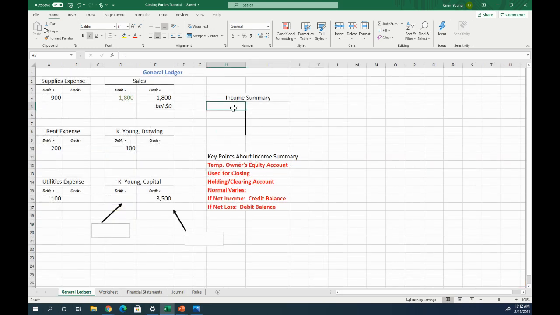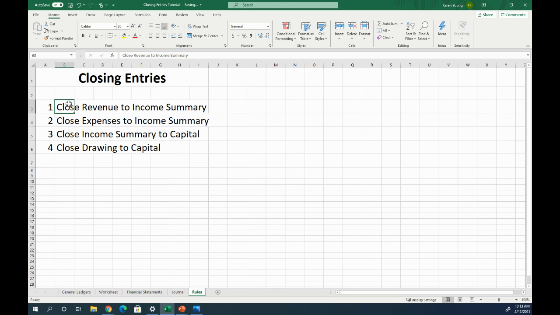So Income Summary, I like to think about it this way. It has an expense side and a revenue side. Because I have a net income, the plus sign is going to go on the revenue side, and the expense would be the decrease side. If it was a net loss, the increase would be here and the decrease would be there. We're going to do a net loss together. Don't even think about that just yet. We're just doing a net income scenario today. Okay, so it says close revenue to Income Summary.